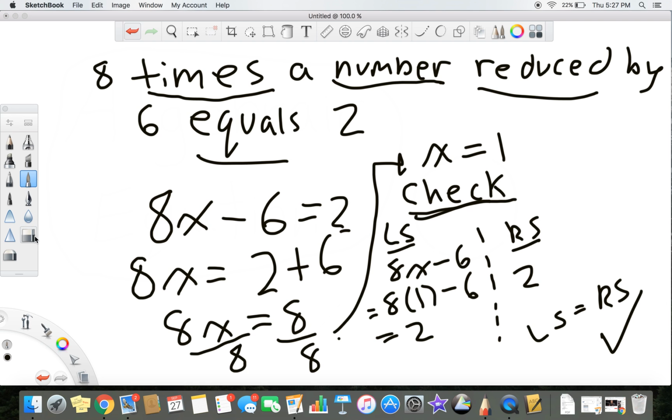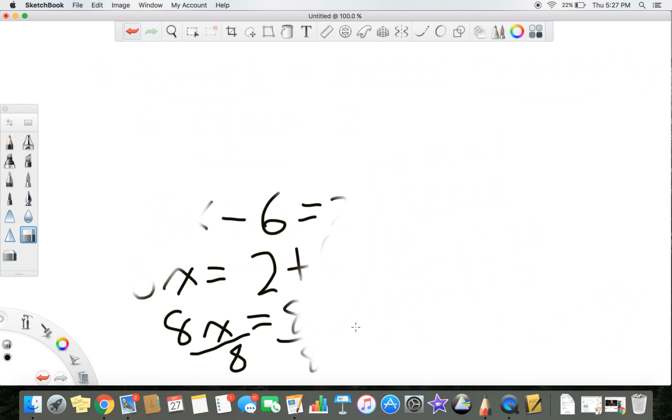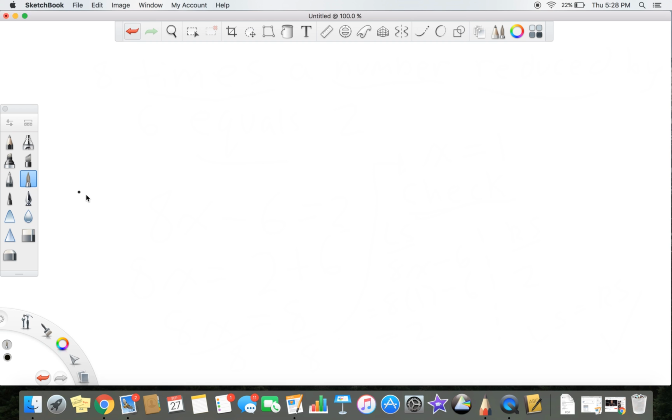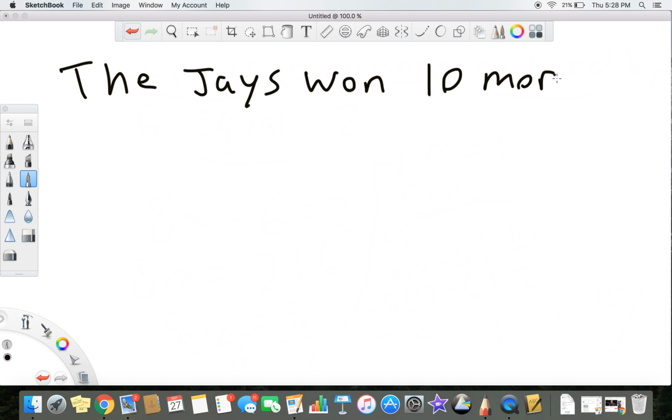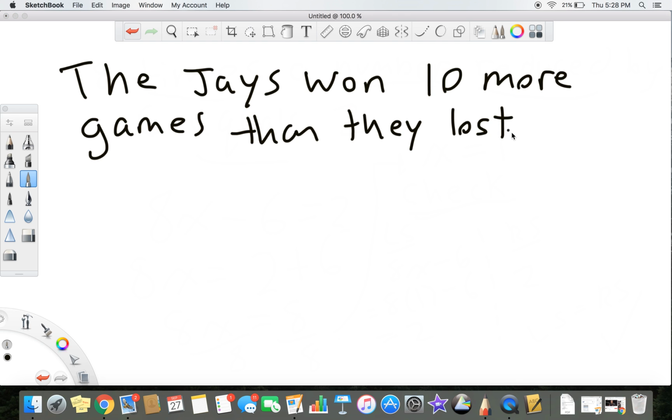Okay, let's do some more examples. Okay, so this is a fun one, and it has to do with the picture. The Blue Jays, which is a baseball team, we'll call them the Jays, won 10 more games than they lost. And they played 110 games.